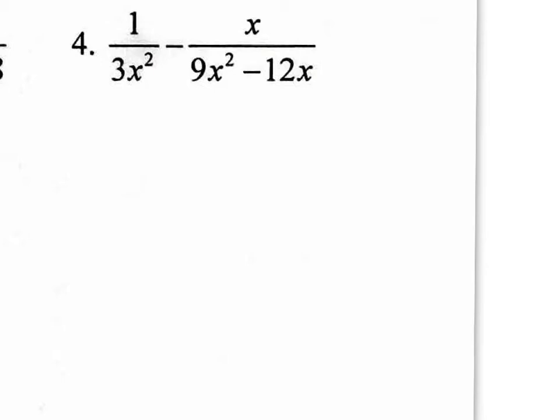So if you do pull out a 3x, what will you have left on the inside? You're going to have a 3x and a minus 4. So I could put a line right through this guy because I already rewrote it in factored form. Okay, let's take a look at the other one.